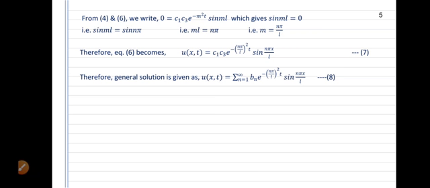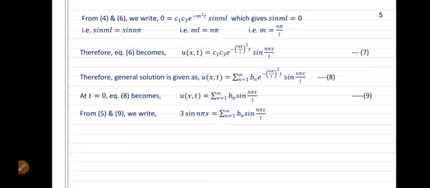Still we have to use one more condition to get a more particular solution for the given partial differential equation. So let us use the third condition, which is given by t equal to 0. So with t equal to 0, equation 8 becomes u of x,t is equal to summation n from 1 to infinity bn sine n pi x by l. Now from the condition we have u of x,t at t equal to 0 as 3 sine n pi x. So comparing LHS and RHS, we get bn is equal to 3 and l equal to 1.